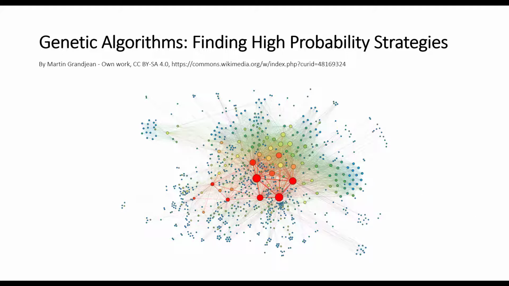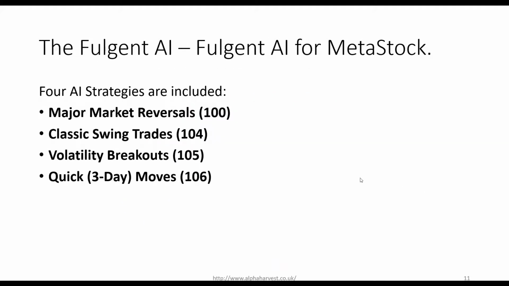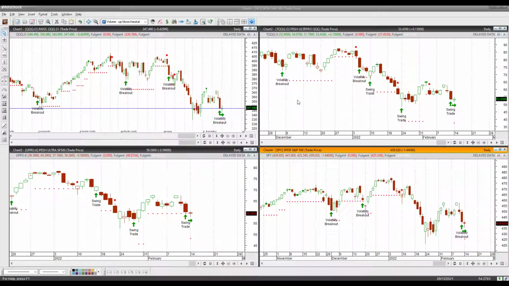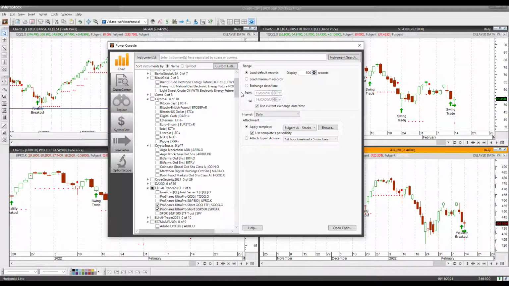And that brings us back to these 4 artificial intelligence engines: major market reversals, classic swing trades, volatility breakouts, and quick 3-day moves. Now, jumping straight into the MetaStock platform, where we've got the Fulgent AI engine loaded, and we're going to look at the QQQ and the SPY ETF. The Fulgent AI engine sits on the MetaStock platform. I've got the ETFs loaded.